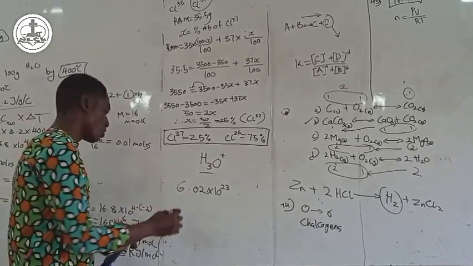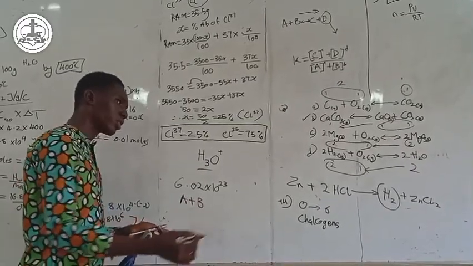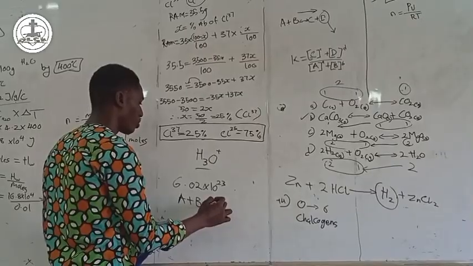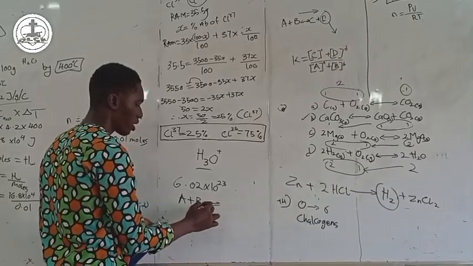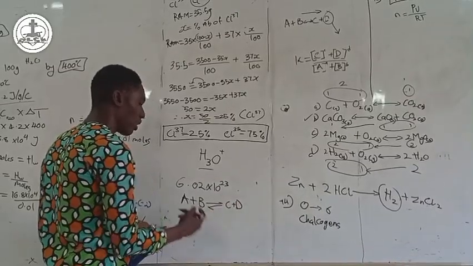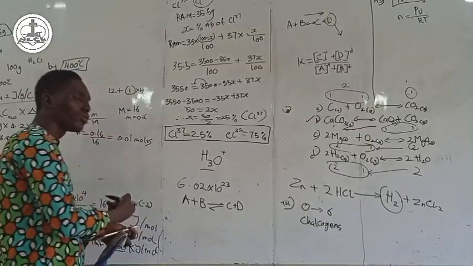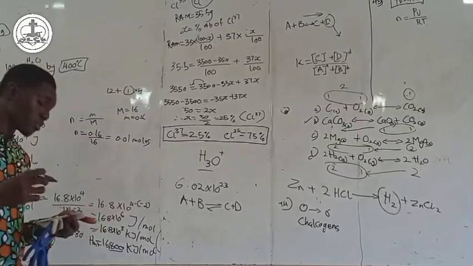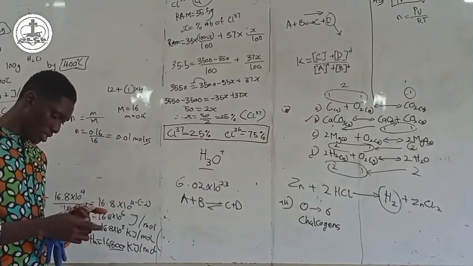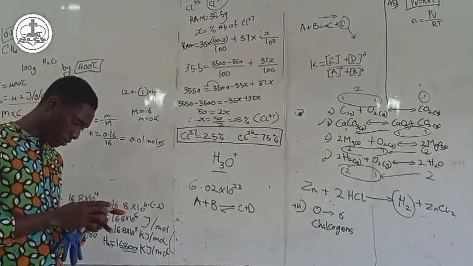The answer is D. So for a chemical reaction to have reached equilibrium, that means it proceeds in both forward and backward directions at the same rate. So D is the answer, at equal rate. So moving on to number 54.